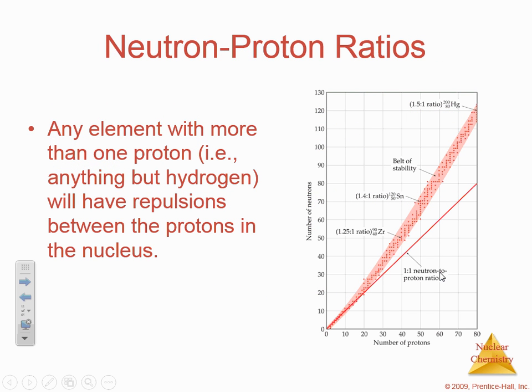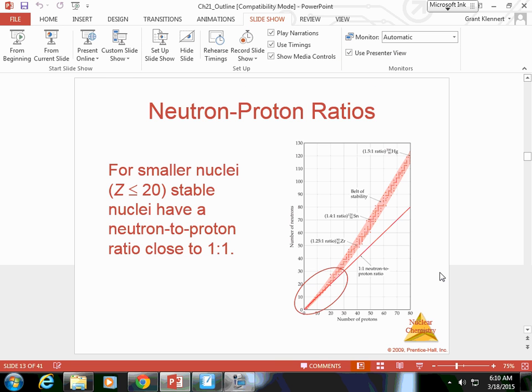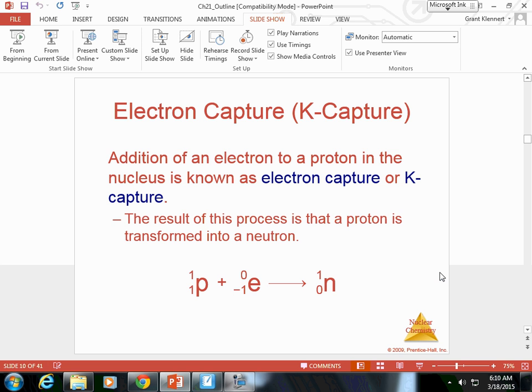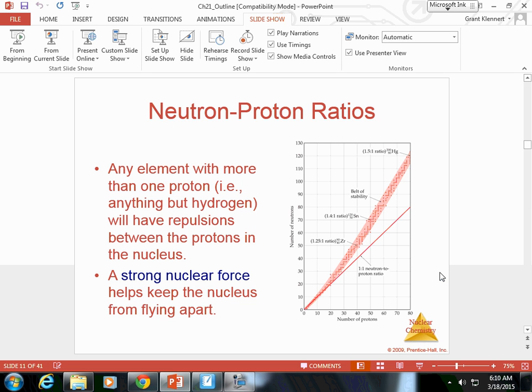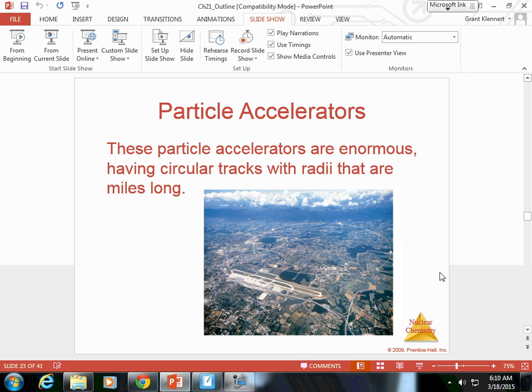Now, we are not going to talk about neutron-proton ratios. I wanted to really expose you to the different types of radiation so that we can practice with them. We're going to focus a teeny bit on K capture, but neutron-proton ratios we are not going to focus on. So you can skip slides 11 through 13. Excuse me, 11 through 22, and go to slide 23.